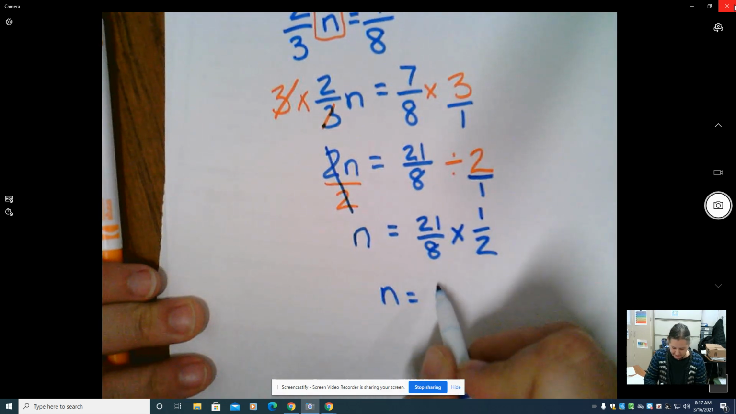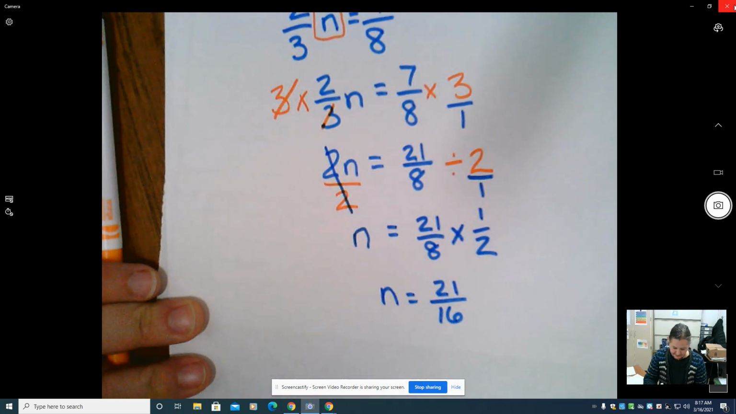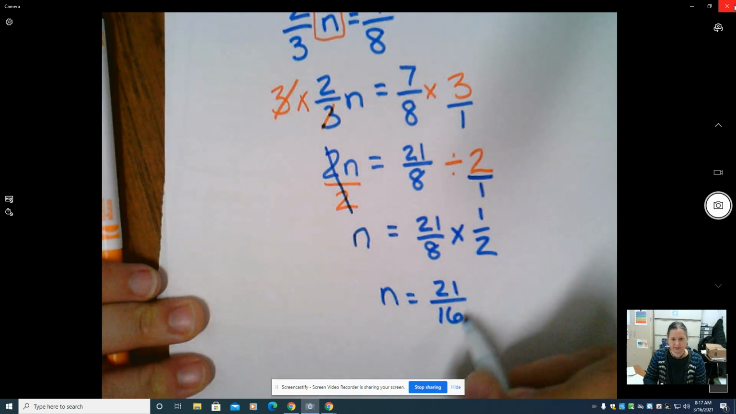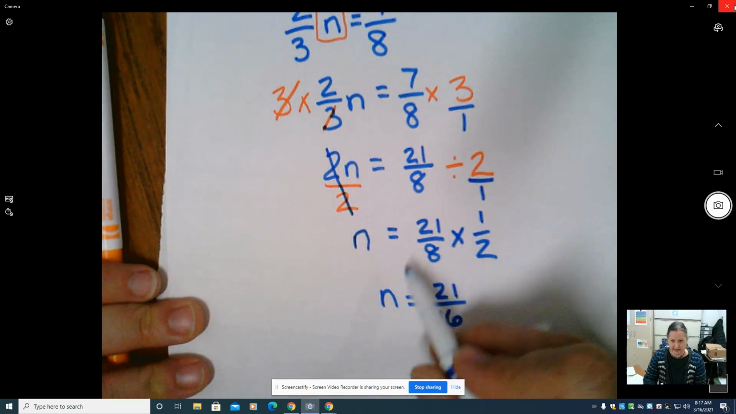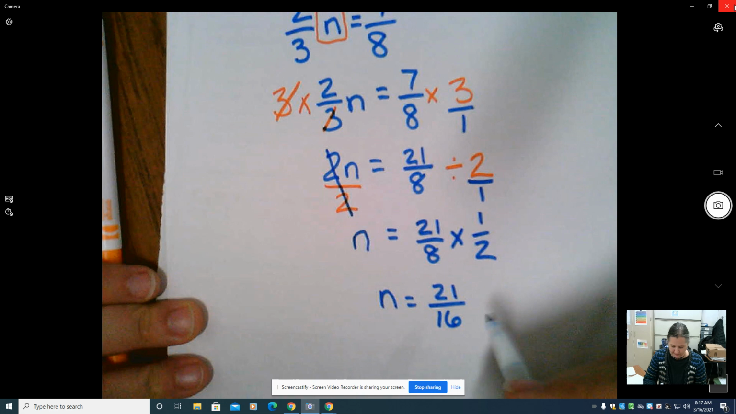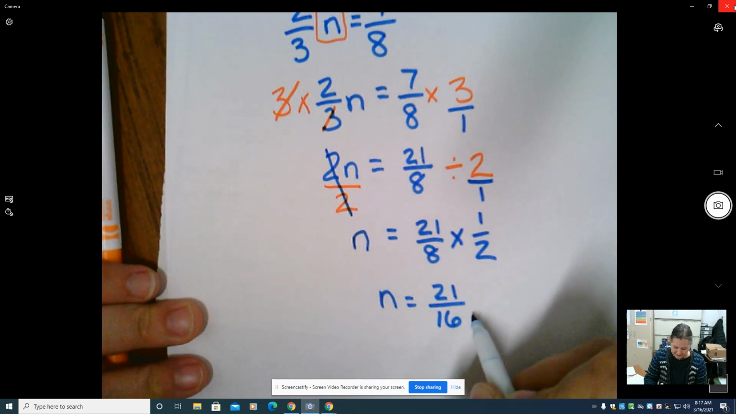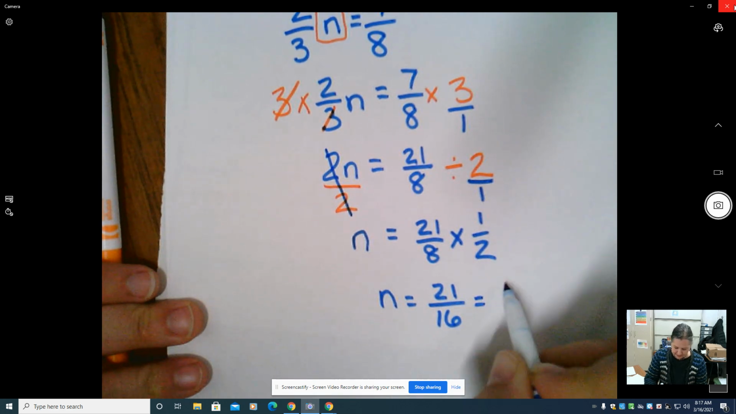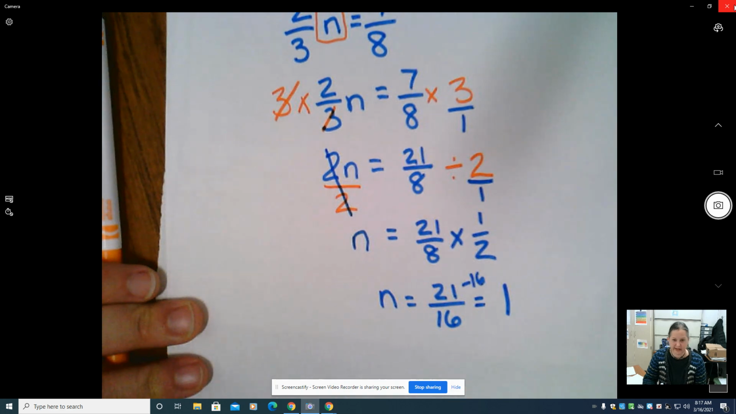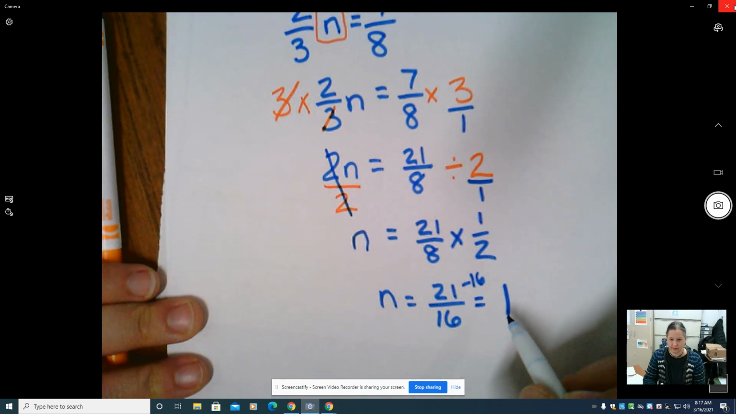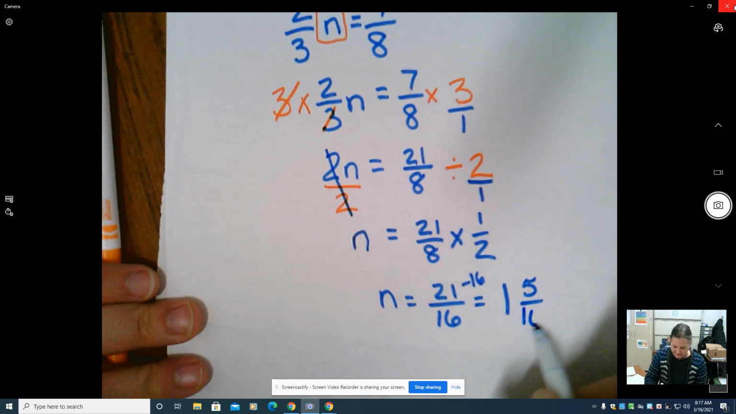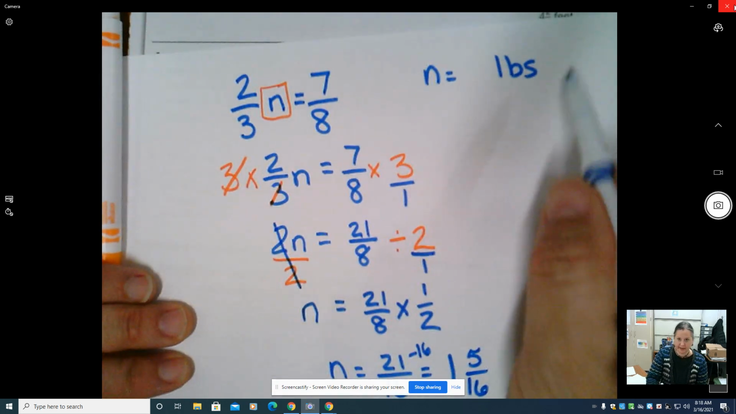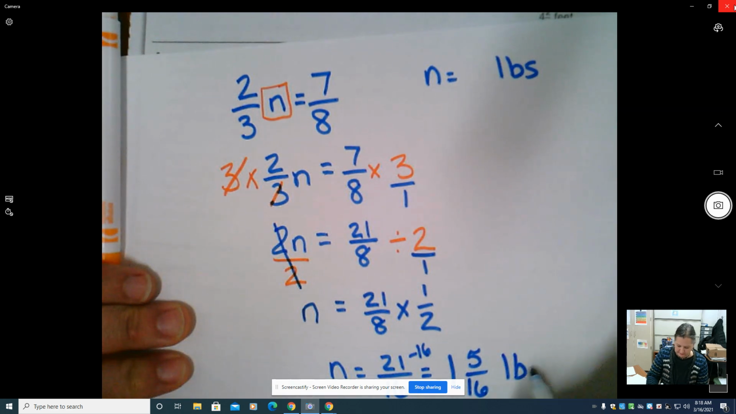n equals 21 over 16. And then we're going to simplify here because we have a top-heavy or improper fraction. I always think of this as an air balloon that is just too top-heavy, it's going to fall over. So, anyway, 16 goes into 21 one time. I take away that group of 16 that I made into a whole number 1. And I have 5 left over. So it will be 1 and 5/16 of a pound.